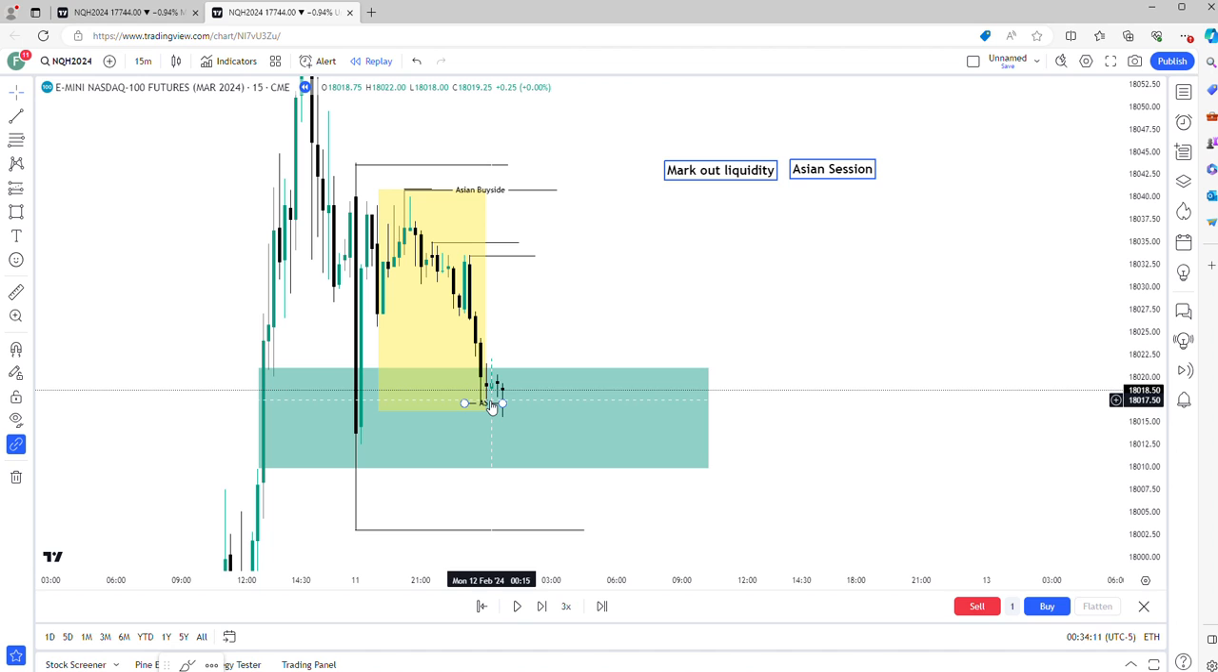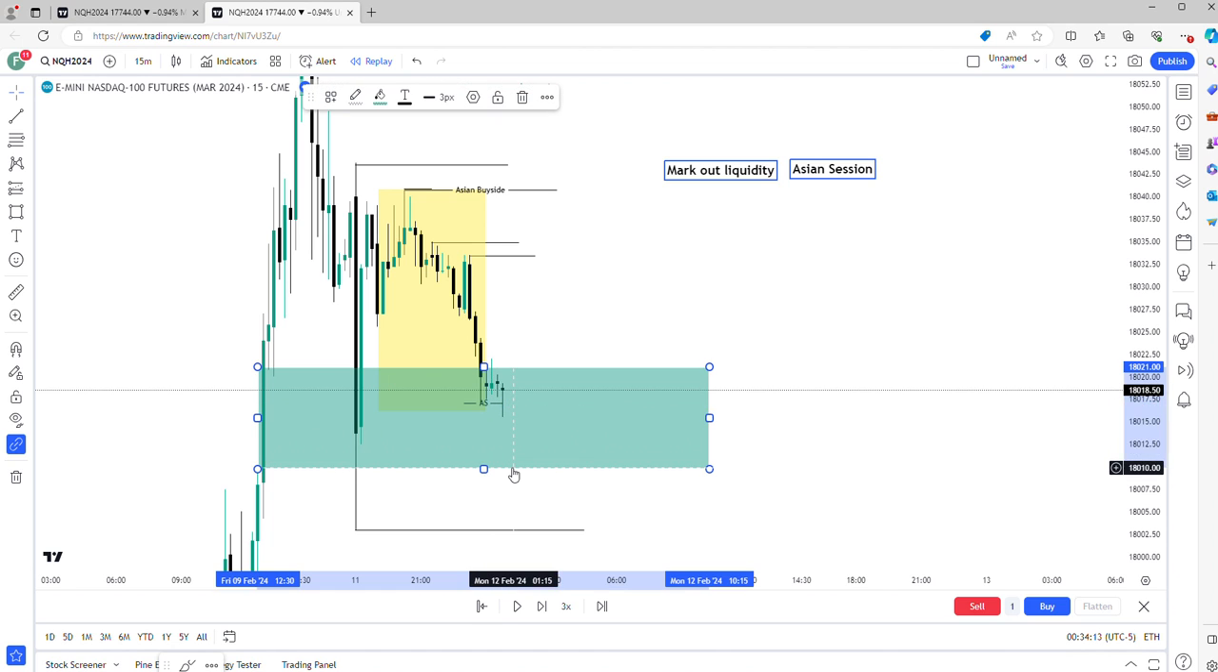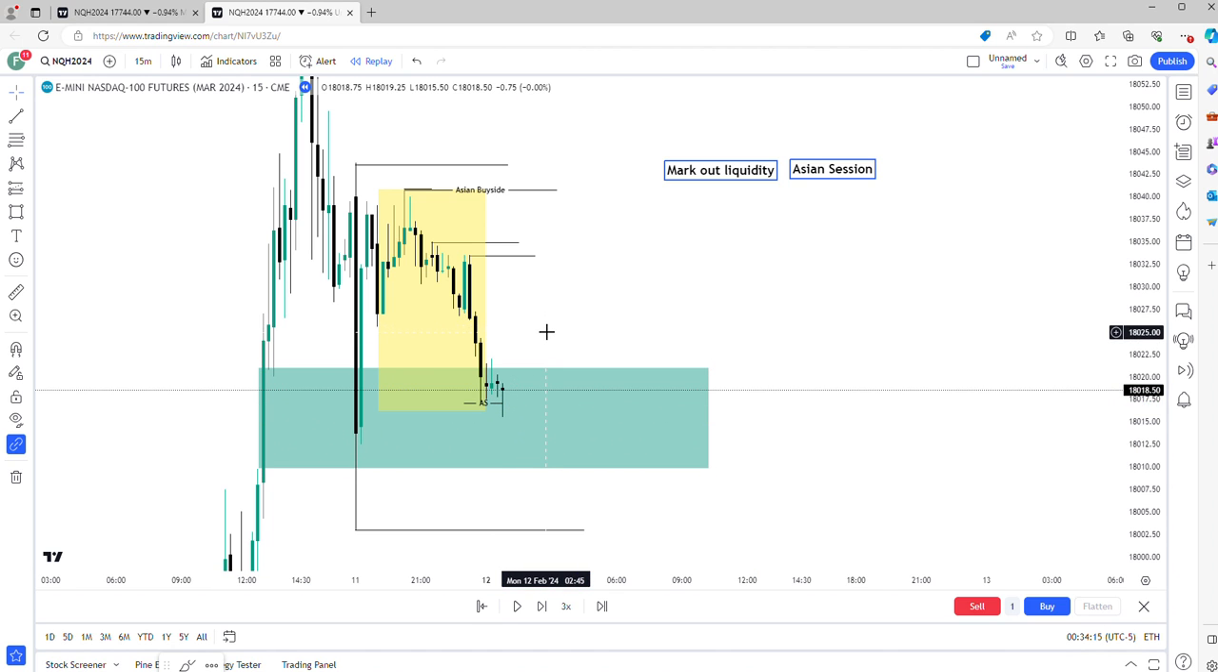Because at this point, we've taken liquidity, plus we've filled an imbalance, and those are the two things that the market likes to do the most, right? That's the only two reasons that the market moves. So there's your Asian buy side, there's your Asian sell side, and this is on a 15-minute chart.